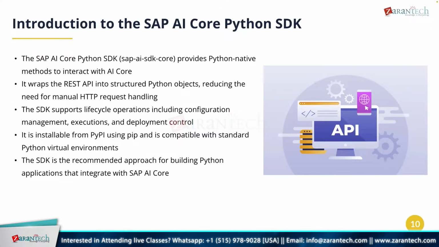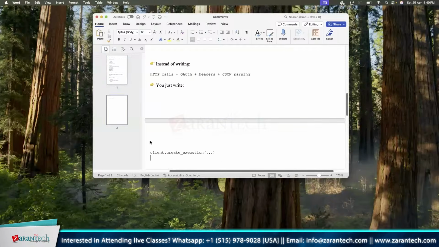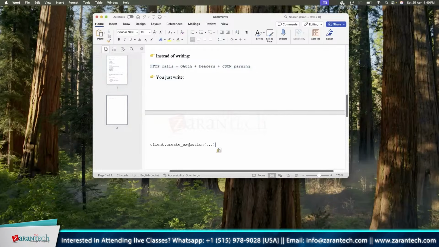Instead of you writing something, I'll just give you an example here. Let me post it up for you. Instead of writing HTTP calls and OAuth headers and everything, we simply write create client dot create execution, whatever it might be. This is how it generally goes. Because you are writing this simplified code, it simplifies your authentication, it simplifies managing scenarios, executions, deployments, or listing logs and everything.